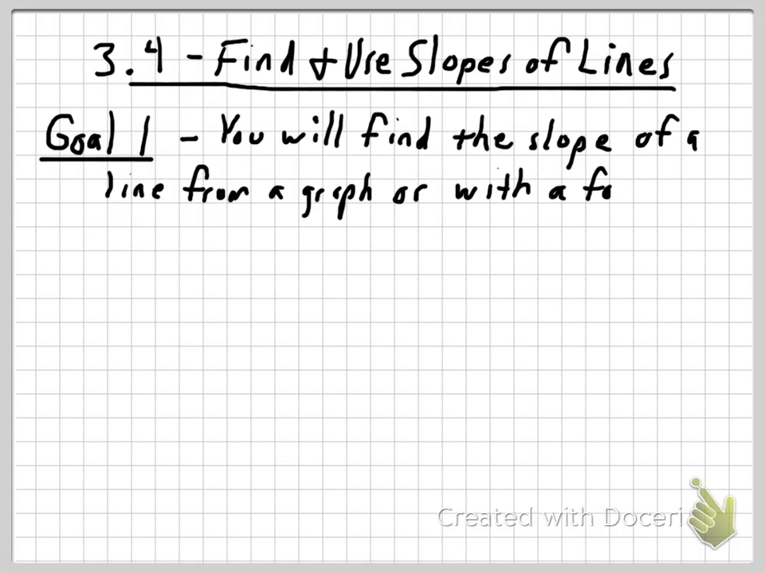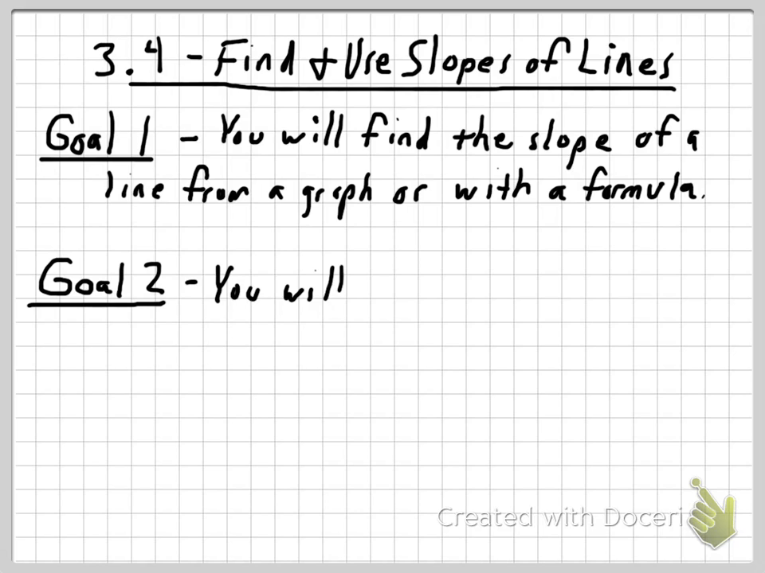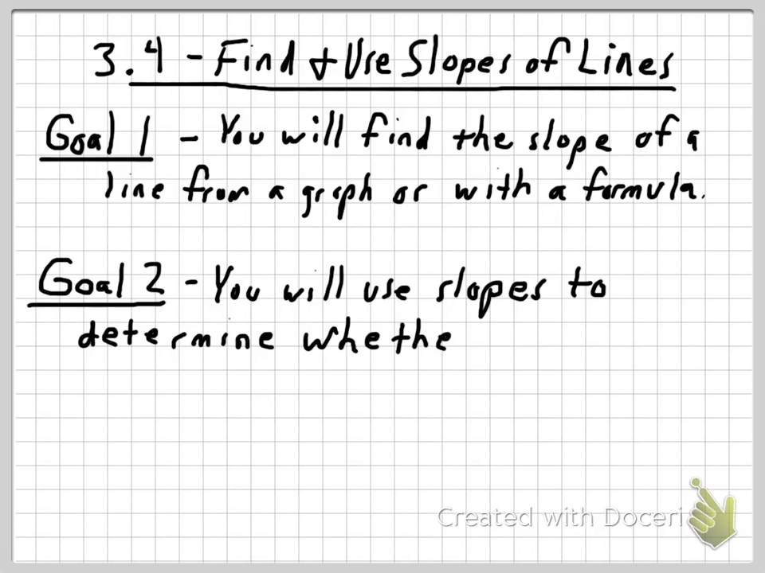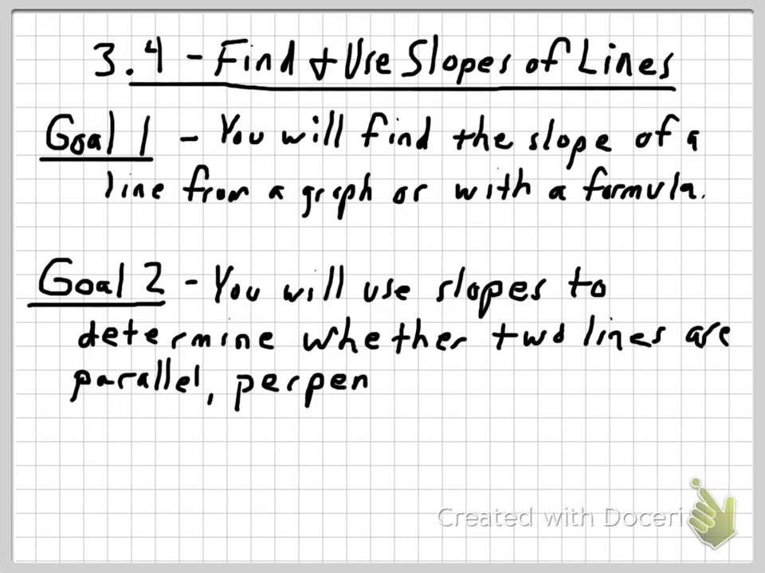One of those goals is that you will find the slope of a line from a graph or with a formula. Something you've done in Algebra 1 before, and it's going to become very important to you in geometry as well. And then the second goal, both of which we're going to address in this video, you're going to learn to use slopes in order to determine whether two lines are parallel, perpendicular, or neither. Very simple goals. Let's go for it now.